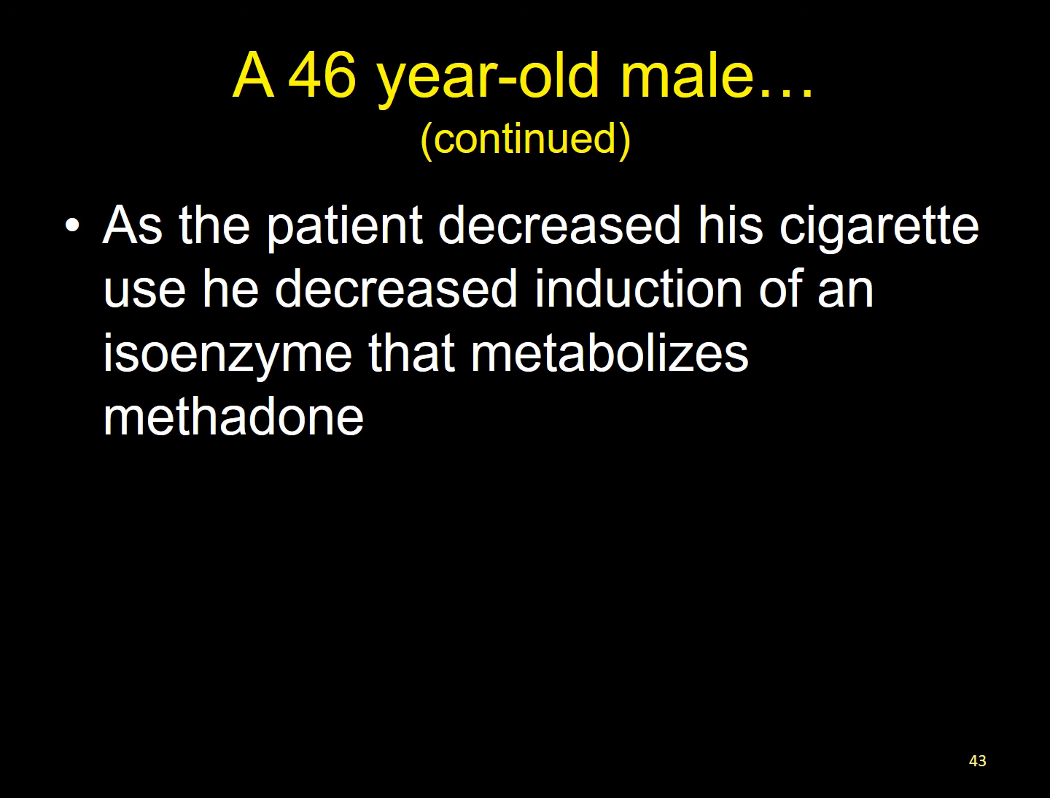As the patient decreased his cigarette use, he decreased induction of an isoenzyme that metabolized his methadone. Pretty cool, huh? Unless you're the patient who wound up methadone toxic. But at least now everybody understands what's going on. So that's cytochrome P450, and it really is an important concept in terms of drug metabolism. So I hope you understand the process. If you have to listen to this slide set a few times over, that's why it's recorded. You can listen to it as many times as you need to.